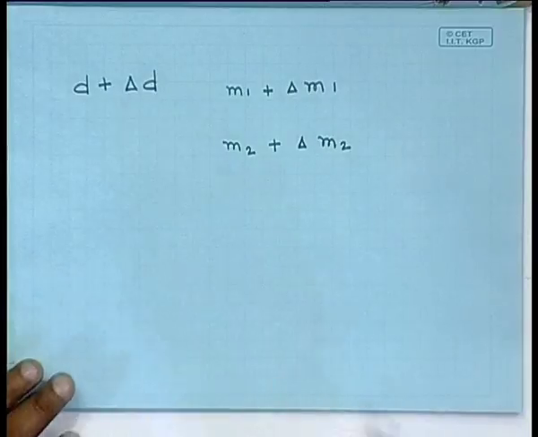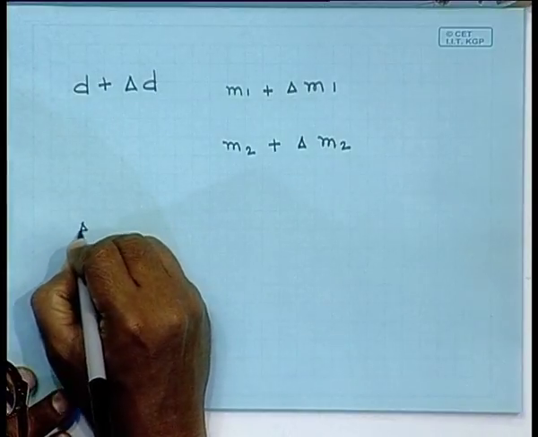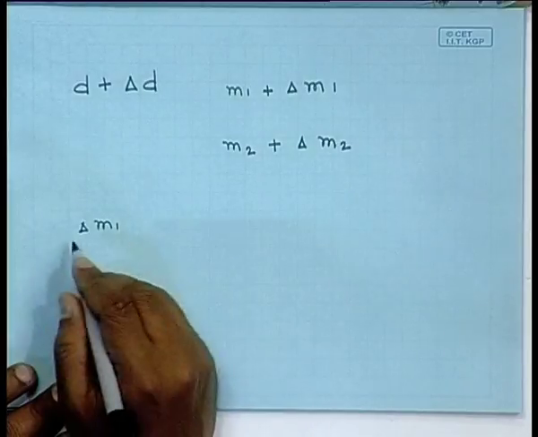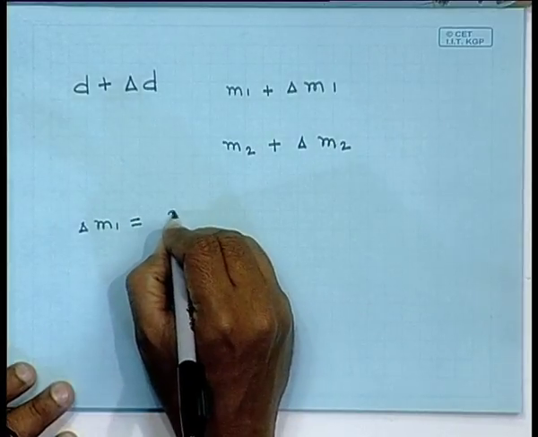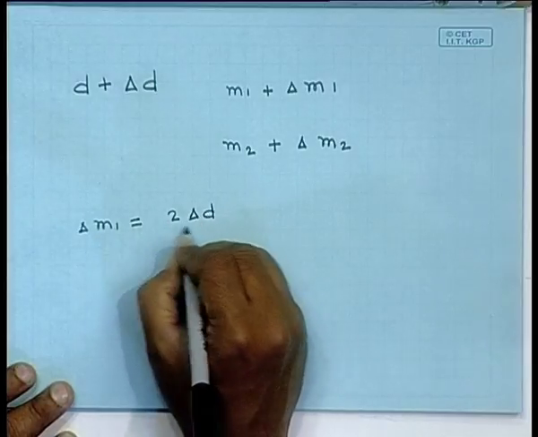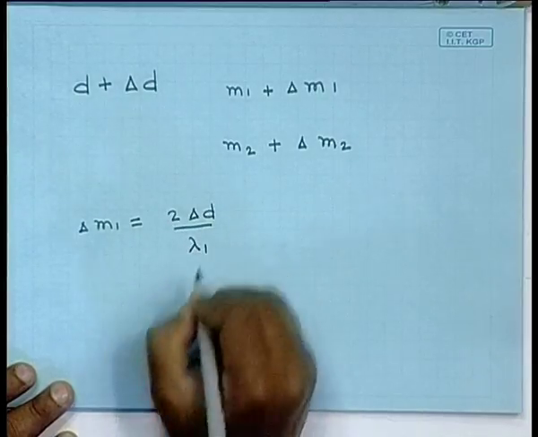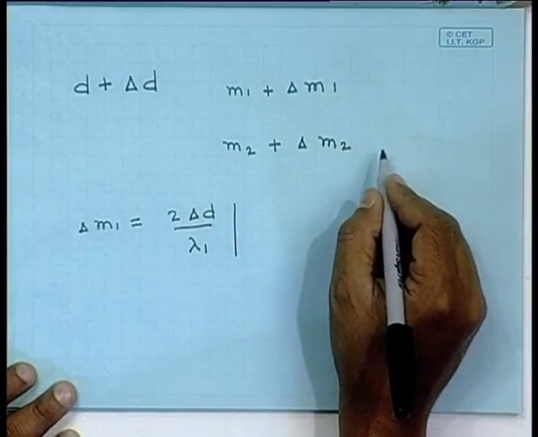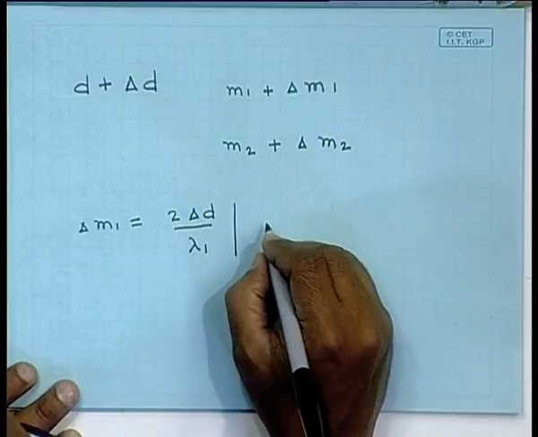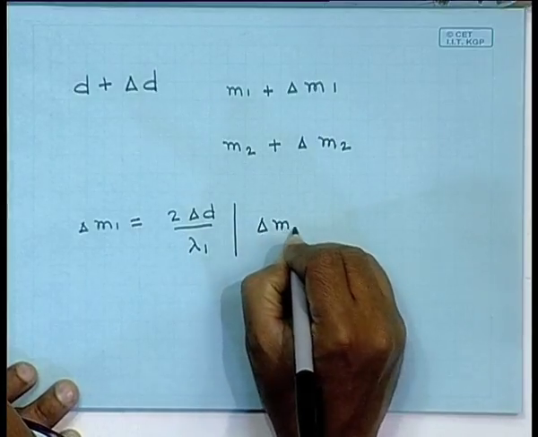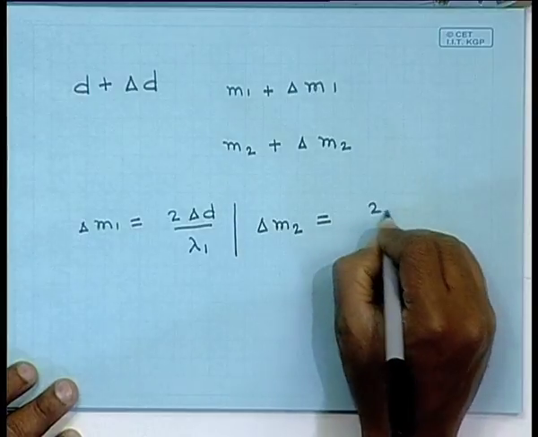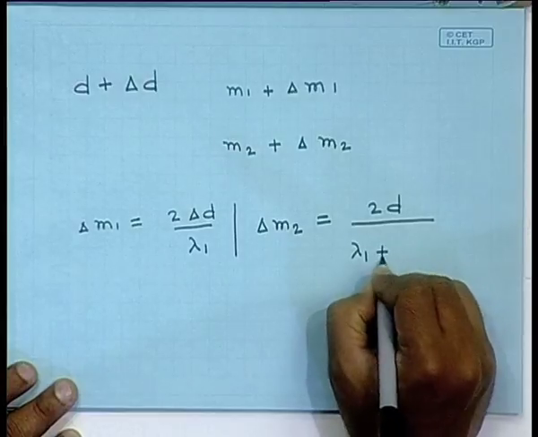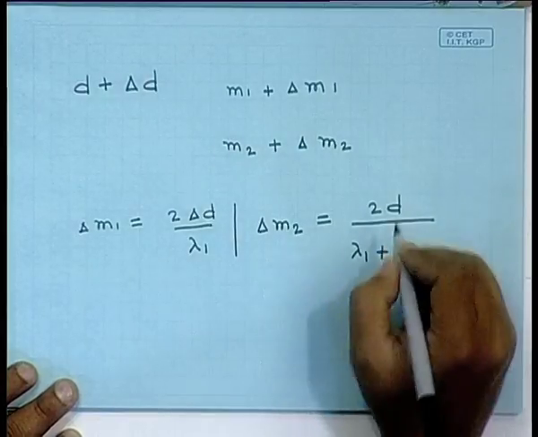So, what we see is that m1, the order of the central fringe for lambda 1, is going to go up by 2 delta d by lambda 1. The order of the central fringe for the wavelength lambda 1 plus delta lambda is going to go up by delta m2, which is 2 delta d divided by lambda 1 plus delta lambda.